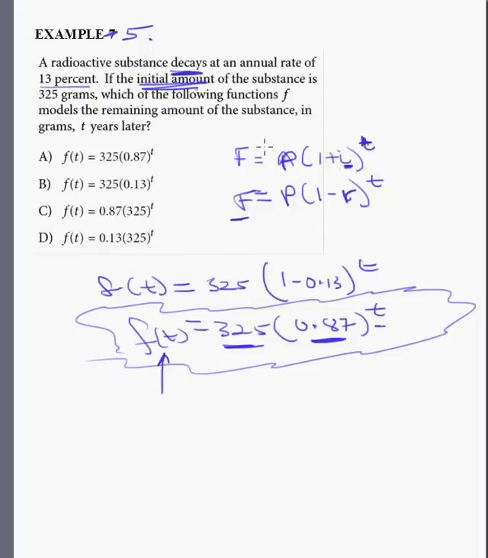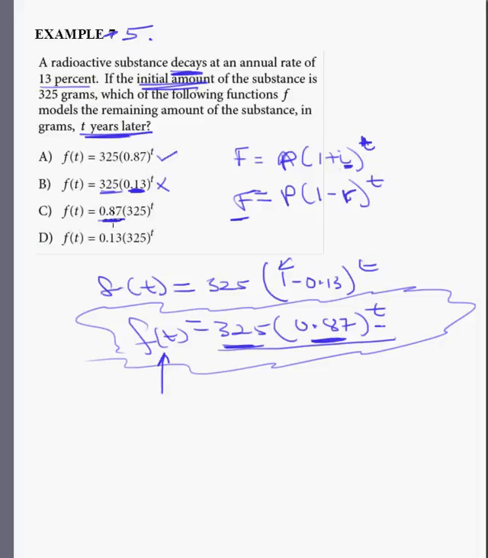So let's come back and check which of the following functions help model the remaining amount of the substance in grams t years later. Obviously the answer is this. So you go back here, look at this one, 325(0.87)^t. That looks correct. Let's come back here, 325. It can't be this one because this is not taking into consideration this one here. This is always the key. So this is wrong.